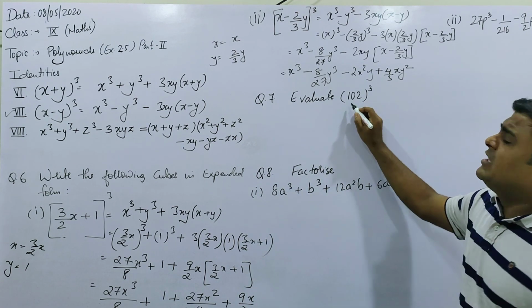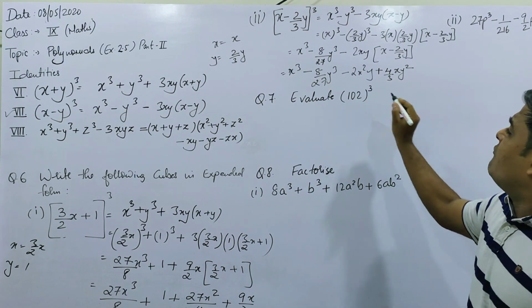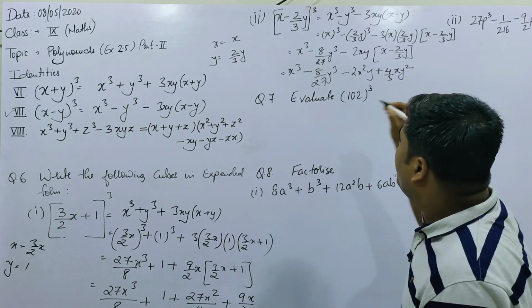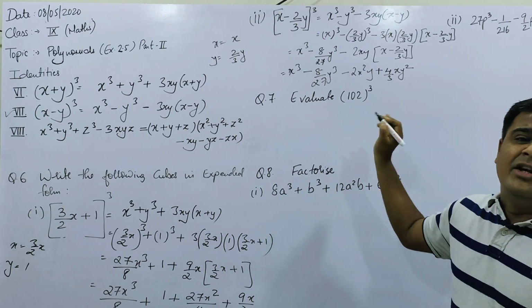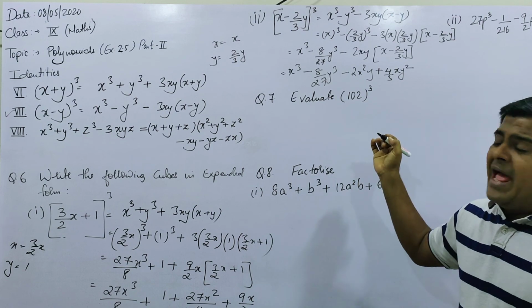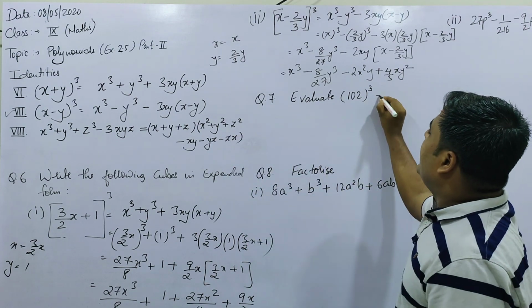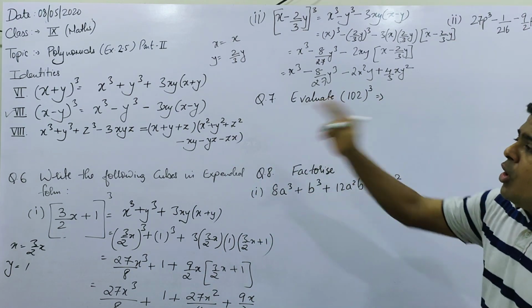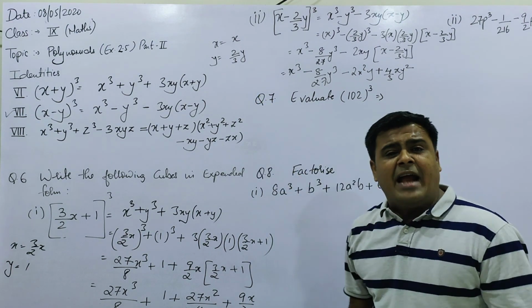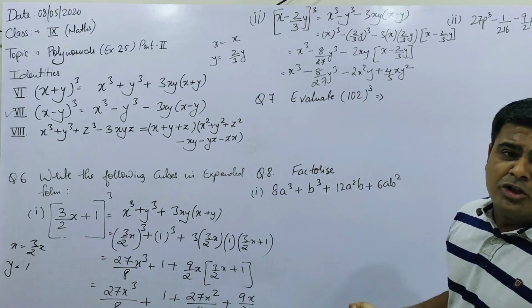Evaluate 102 cubed. How will you find the value of 102 cubed without multiplying it, just by using the identity? Here you can use both the identities, identity number 6 and identity number 7, as plus 1 also, as minus 1 also.